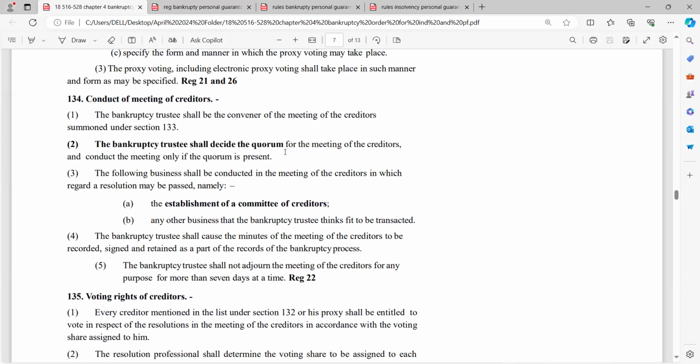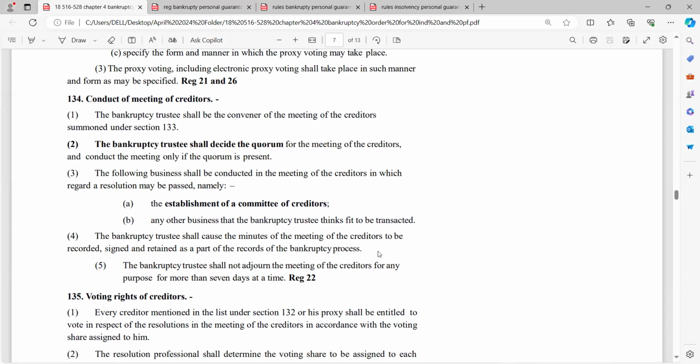Yes. Decide the quorum of the meeting of the creditors, not meetings of the creditors. Yes, and conduct the meeting only if the quorum is present. The following business shall be conducted in the meeting of the creditors in which regard a resolution may be passed, namely, the establishment of a committee of creditors, and any other business that the bankruptcy trustee thinks fit to be transacted. The bankruptcy trustee shall cause the minutes of the meeting of the creditors to be recorded, signed, and retained as a part of the records of the bankruptcy process.